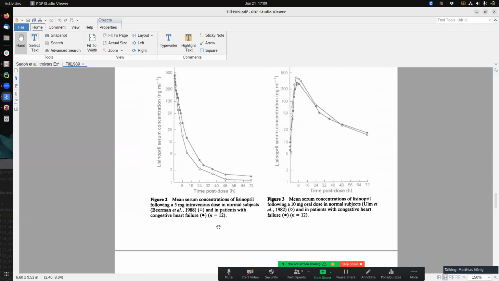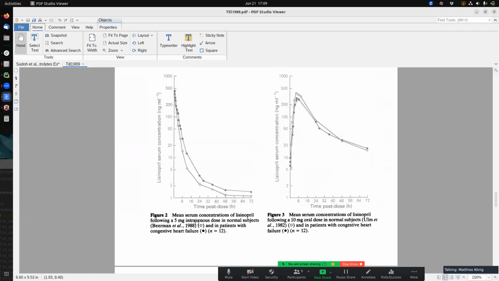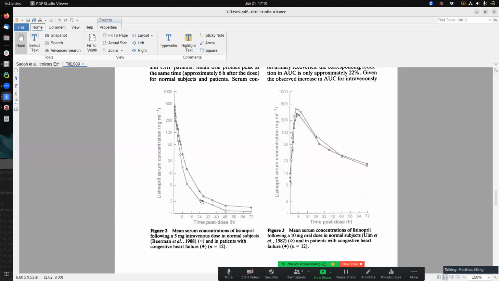Okay, here are more time courses. Mean serum concentration of lisinopril in normal subjects and in patients with congestive heart failure. This is also nice. The one problem is this is data from another study, so we have to use the original data, but it shows the comparison between the healthy subjects and the congestive heart failure patients. And we see there's not a too big difference. We just see slightly higher plasma concentrations in the intravenous case, and in the oral case there's basically no difference, or not much difference.